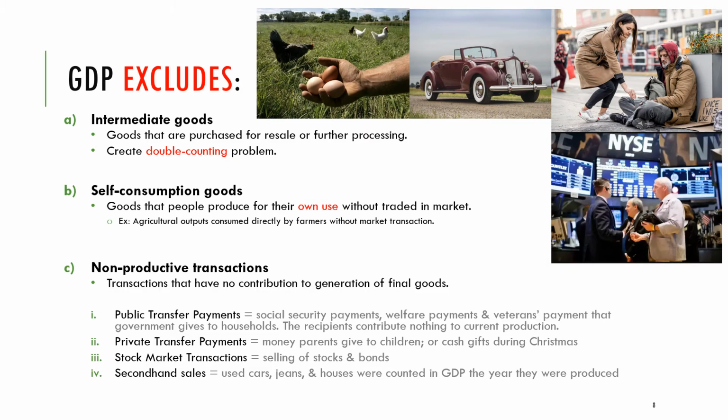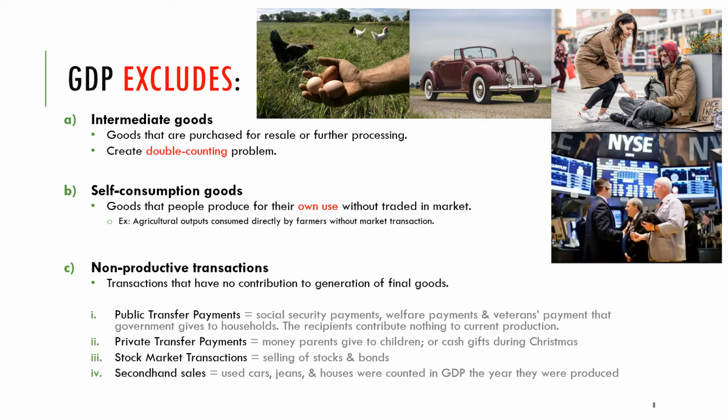GDP does not include intermediate goods, self-consumption goods, and non-productive transactions. Intermediate goods are goods that are purchased for resale or further processing. Adding intermediate goods in GDP will create double counting problem. Self-consumption goods are goods that people produce for their own use without traded in market. For example, agricultural outputs consumed directly by farmers without market transaction.